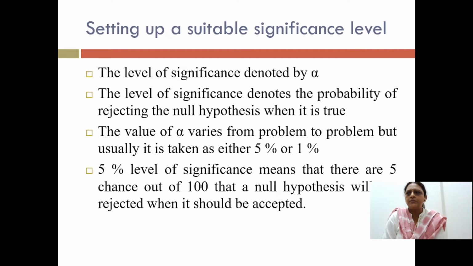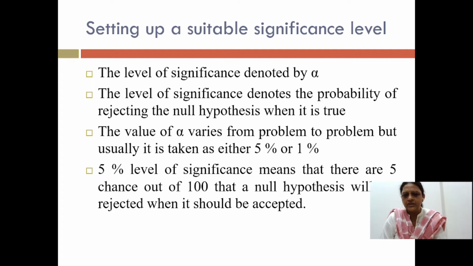And so there is always a possibility of error. The value of alpha varies from problem to problem, but usually it is taken as either 5% or 1%. So we always take a chance that out of 100%, it might happen that 5% of the time we are wrong, or maybe 1% of the time we are wrong. It totally depends on which problem you are trying to solve through your research.